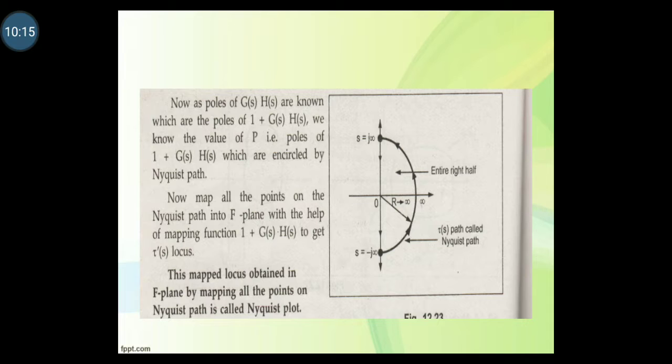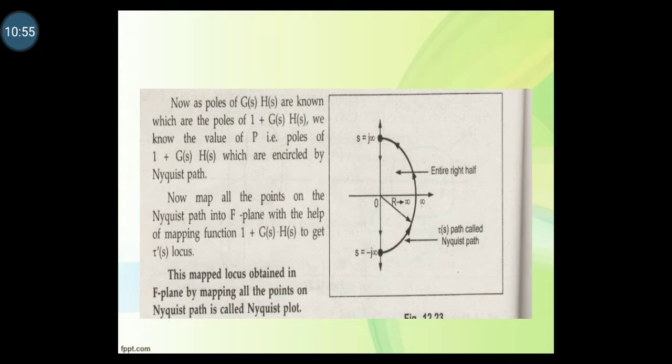So find the location of the zeros of 1 plus g of s h of s, and examine the presence of any zero in the right half of the s plane. That will make the system unstable. So the active region from the stability point of view is the right half of the s plane. So instead of choosing any arbitrary path in the s plane, Nyquist suggested to select a path which will encircle the entire right half of the s plane.